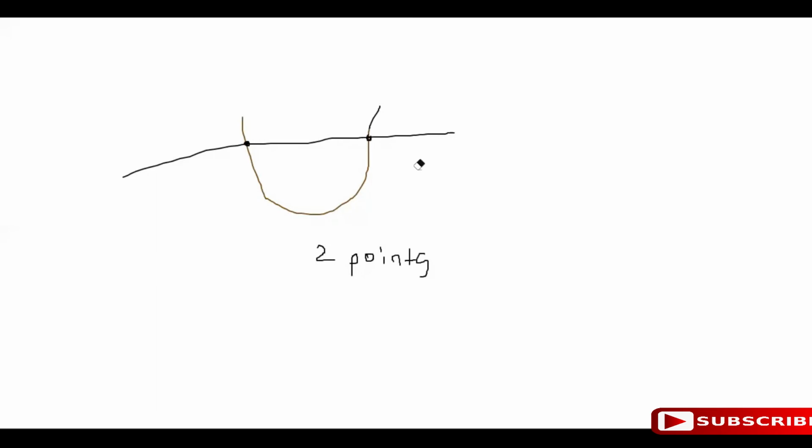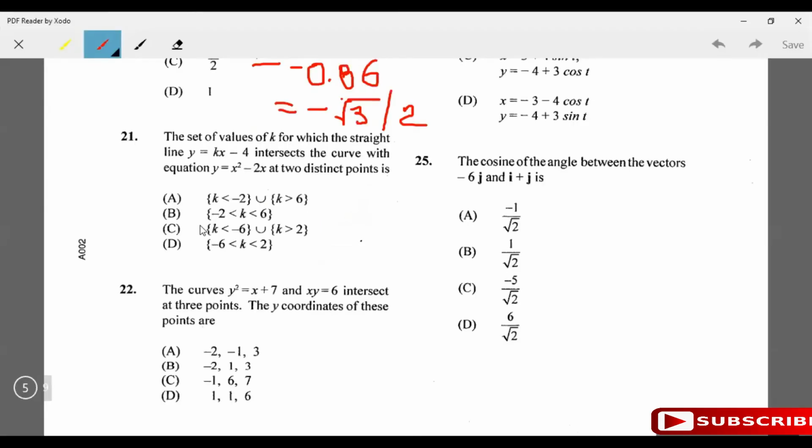So let's look at that now. That's what the question wants. So they told us that the equation of the line is y is equal to kx minus 4 and y is equal to x squared minus 2x.